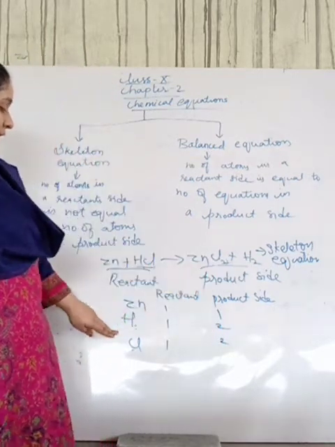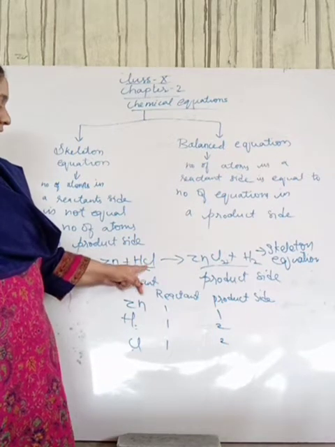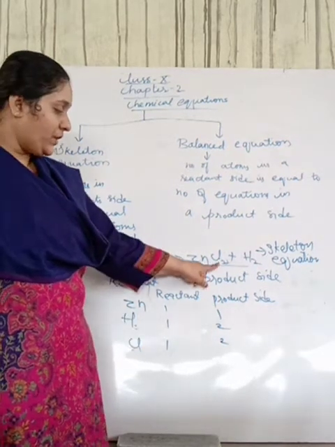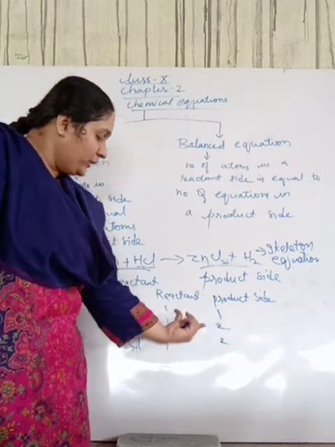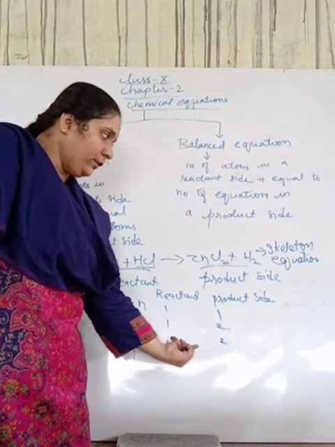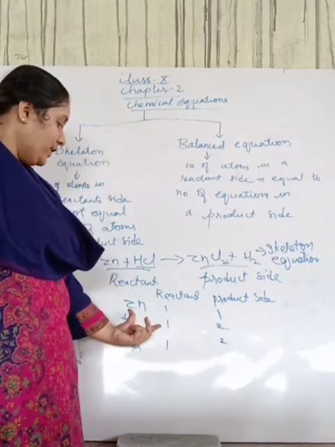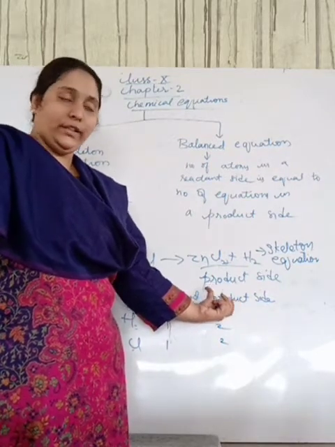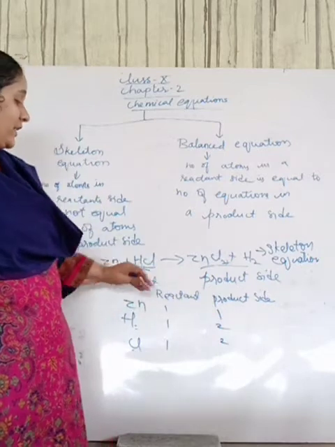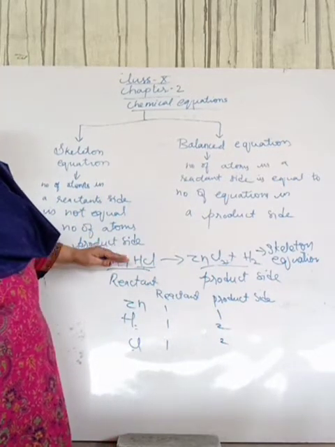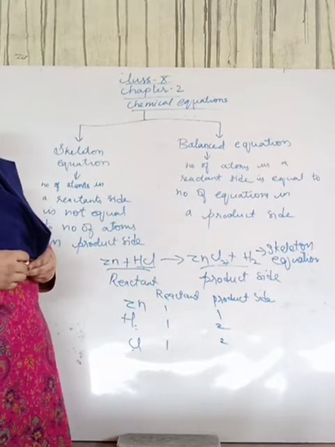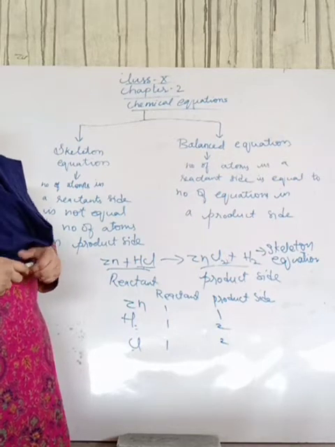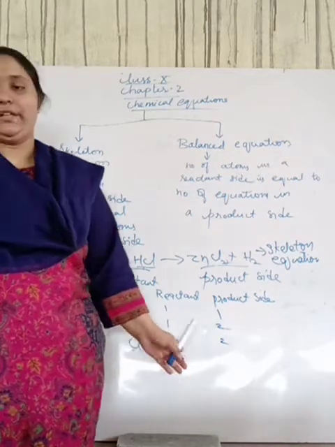And here the number of Cl in the reactant side is 1, and the number of Cl in the product side is 2. So these two are not equal. So the number of atoms in the reactant side is not equal to the number of atoms in the product side. For that reason, this reaction is called a skeleton equation. Once you go through it, if you want, you can take it down.